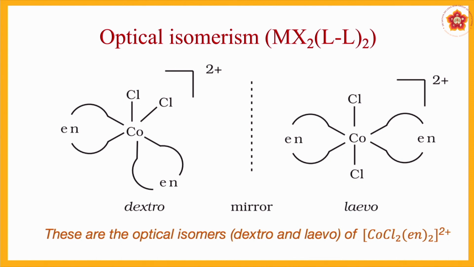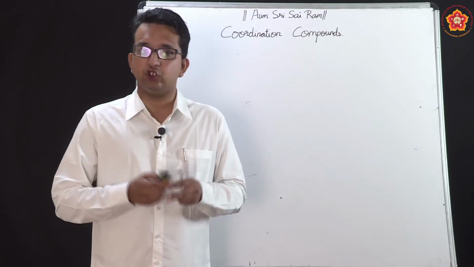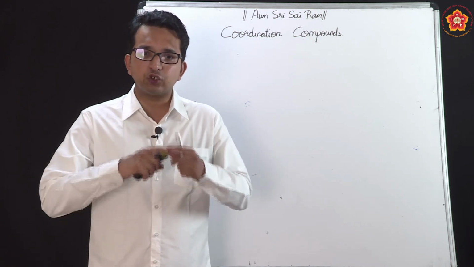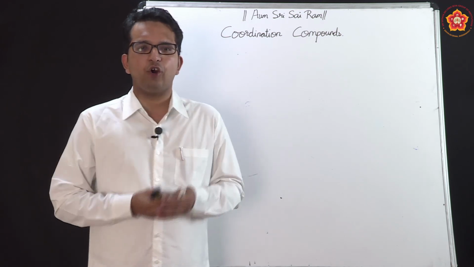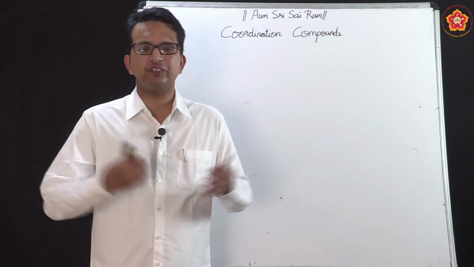So, this is about optical isomerism and geometrical isomerism, which together are called stereoisomerism in the study of coordination chemistry. Hope you have understood this well.